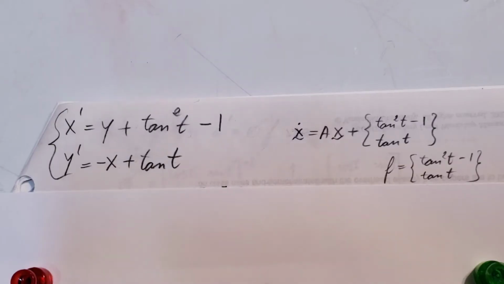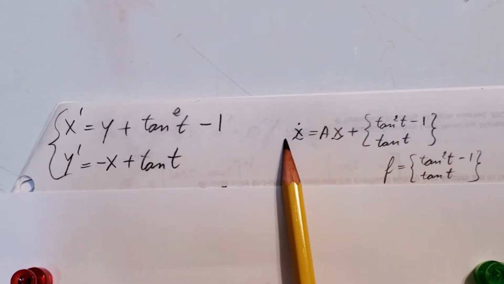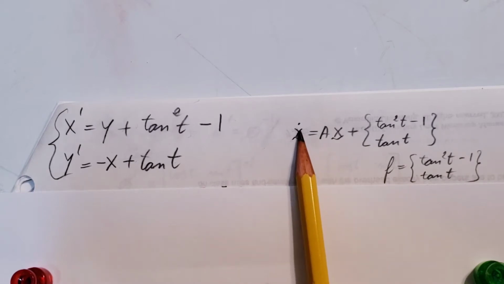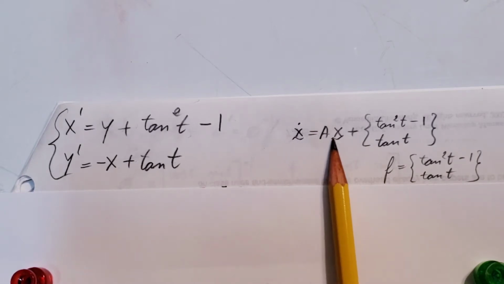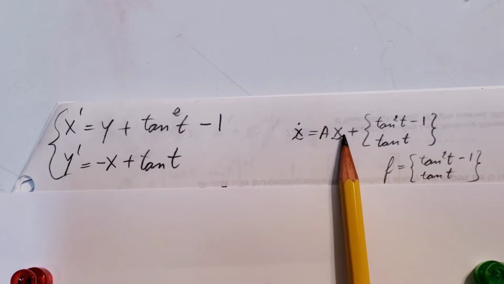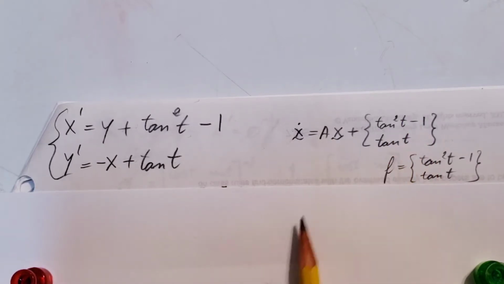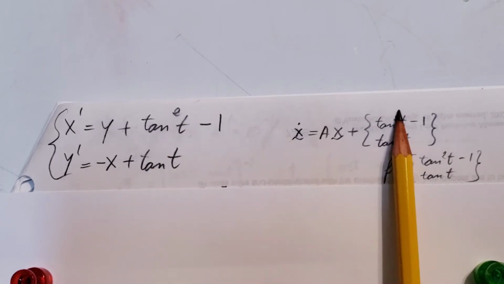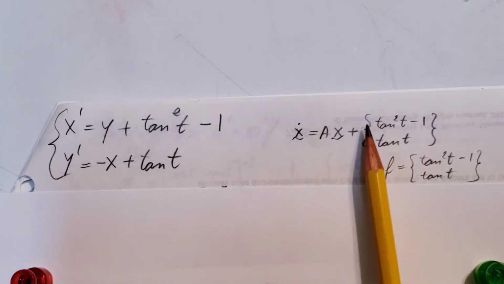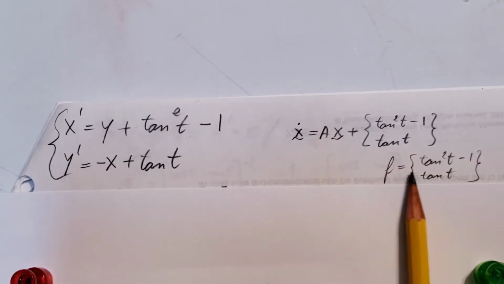Now before I get started, I always like to write it up in this form. The x prime vector equals matrix A times my x vector plus the non-homogeneous part, which for us will be tangent squared t minus 1 and tangent t. And this part I'm gonna just go ahead and call it f.